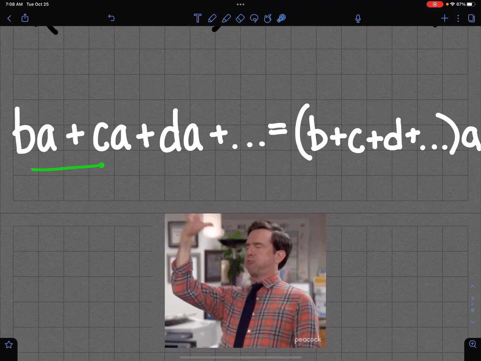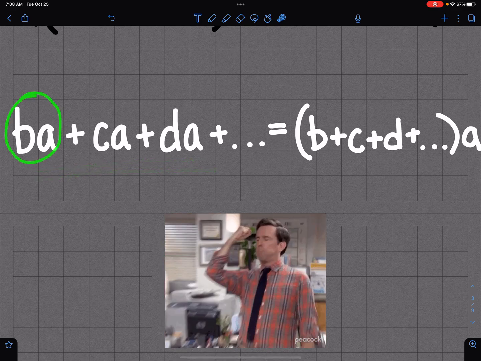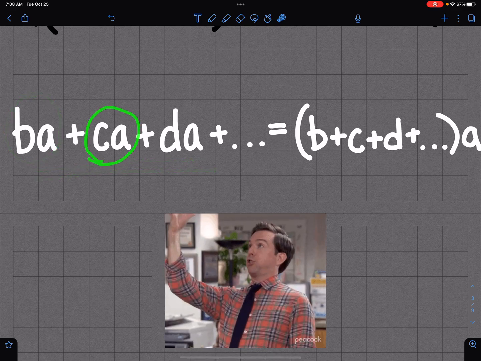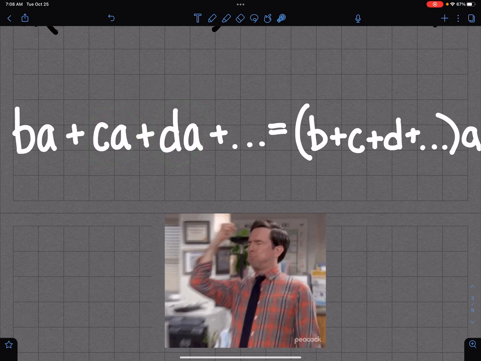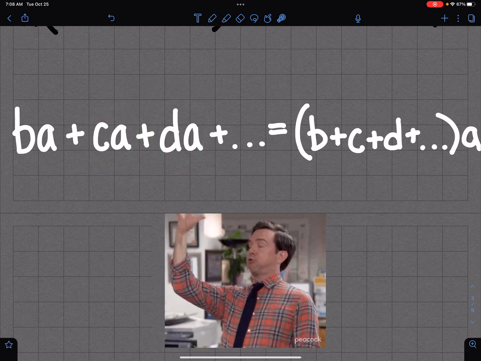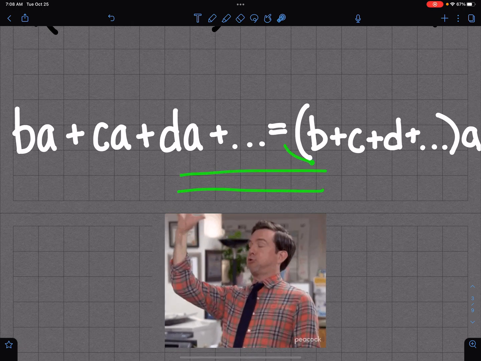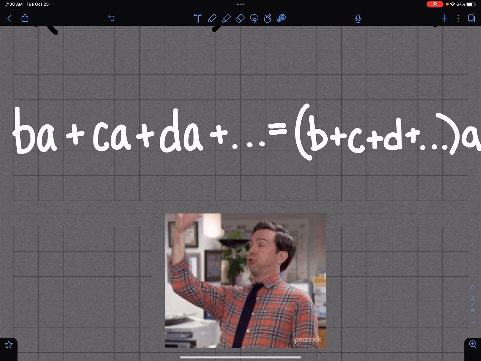This is the last part of the distributive property, and then we just changed the order. Instead of AB, we made it BA plus CA plus DA. So if you've got that going on over here, you can kind of do the distributive property backwards. Backwards? So now the A is out here.